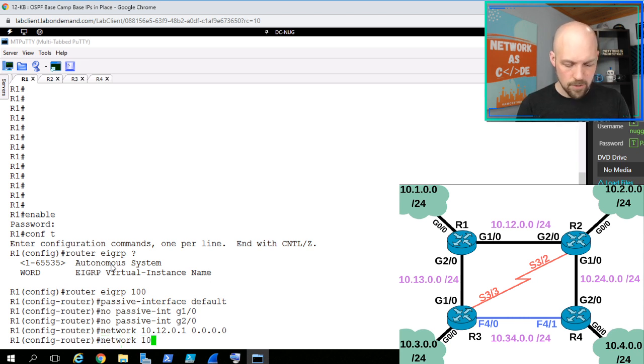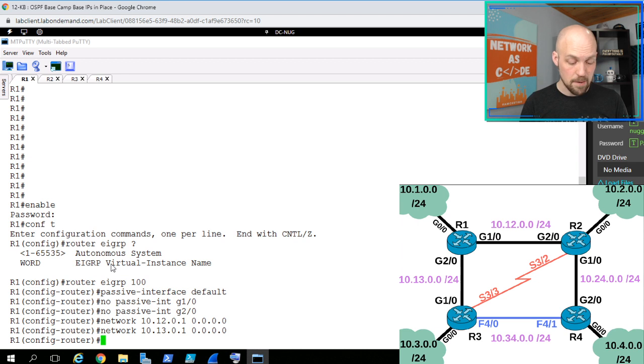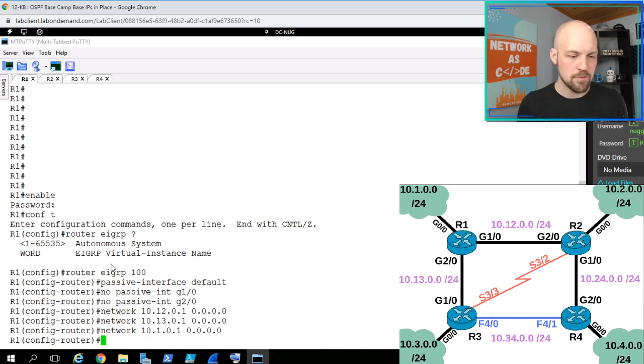Given this is the first router, I'm not going to see a whole lot of activity. In fact, I should see zero activity as I bring activations up. And I'm actually going to activate this back end network, 10.1.1.0, that big green cloud in the top left. So for now, this is it for router one. I've done passive-interface default, I've disabled passive interface on the interfaces that will have EIGRP neighbors, and I've activated the three interfaces that we see connecting into router one.